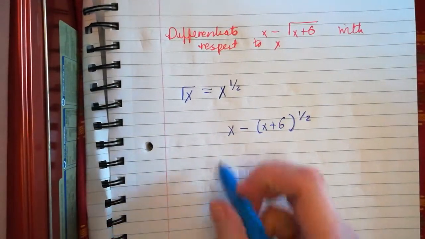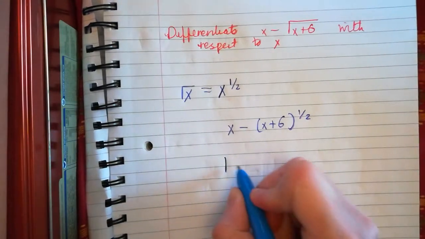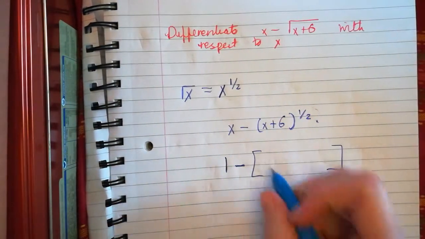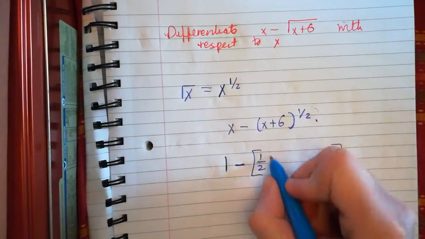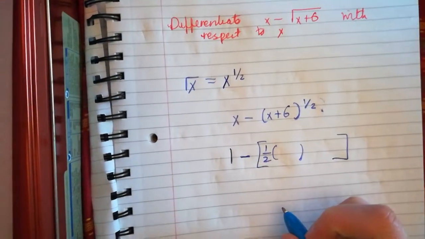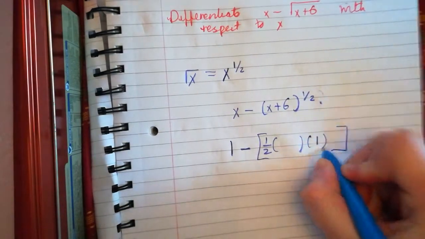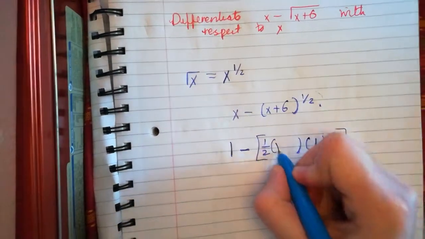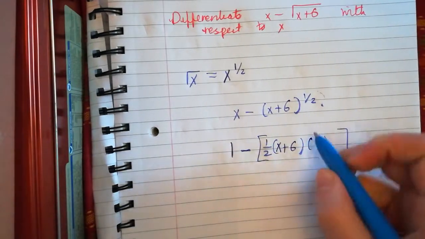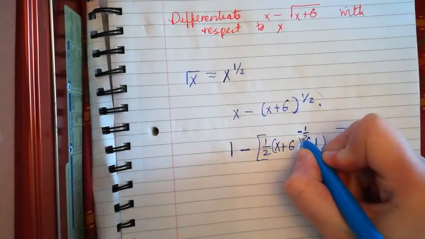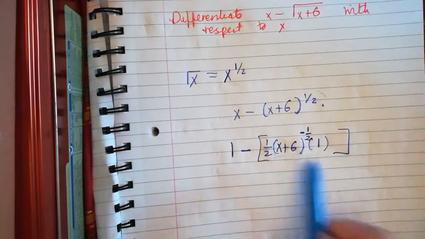So I'm going to differentiate my x first, which will just be 1. I'm going to minus everything in here. So it's going to be a half. This is a chain rule. A half by whatever is in the bracket multiplied by the derivative of what's in the bracket. So it's just going to be 1 because x derives to 1. And then it's going to be x plus 6. And I have to reduce my power by 1. So it's going to be minus a half.